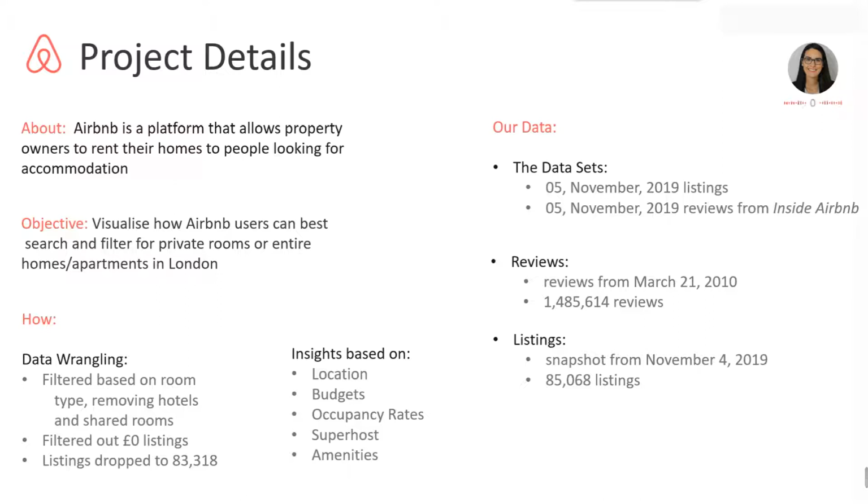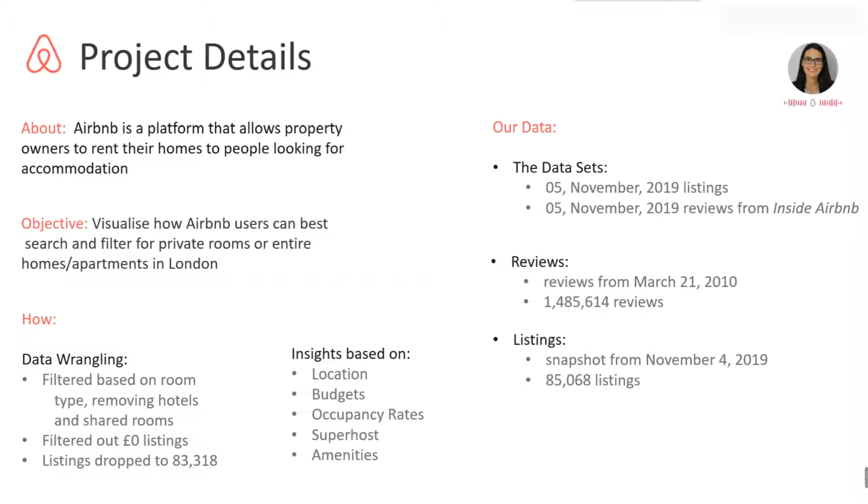Okay, so first about Airbnb. It is a platform that allows property owners to rent their homes to people looking for accommodation. Our objective in this presentation is to visualize how Airbnb users can best search and filter for private rooms or entire homes or entire apartments in London. We used the data from Inside Airbnb.com and grabbed the listings and reviews data on London from November 5th, 2019.